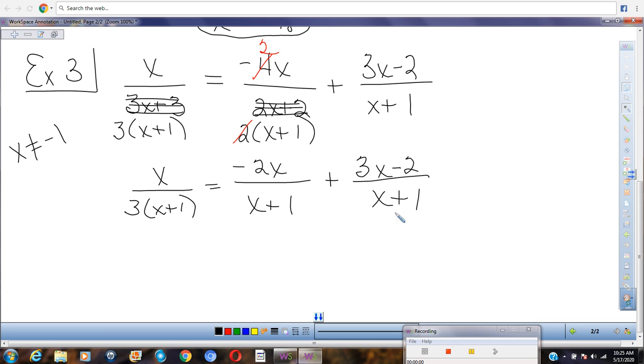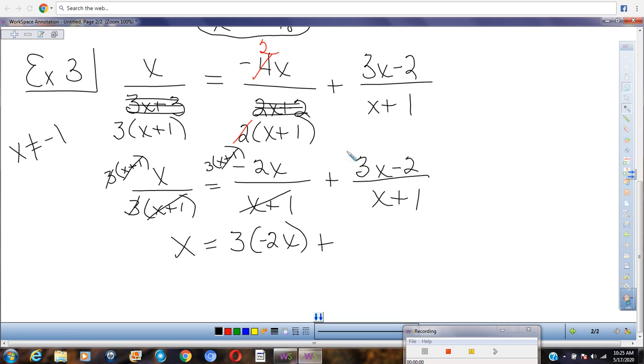All right, so determining our common denominator, we have a factor of x plus 1, and we have this factor of 3. Are there any other factors in the denominator? There are not. So now we can go ahead and clear the fraction. In the first one, the 3's cancel, and the x plus 1's cancel, leaving us with just x equals. If I multiply this one by 3 and the x plus 1, the x plus 1's cancel, leaving me with 3 times the negative 2x.